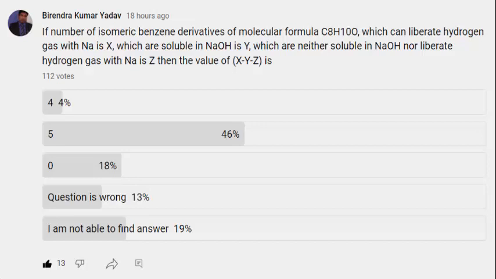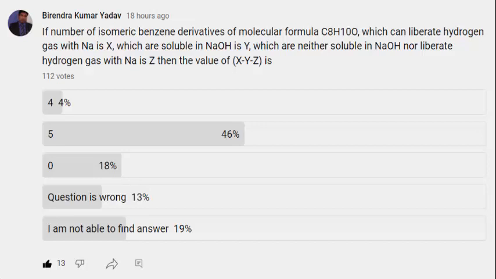The question was: if the number of isomeric benzene derivatives of molecular formula C8H10O which can liberate hydrogen gas with sodium is X, which are soluble in NaOH is Y, which are neither soluble in NaOH nor liberate H2 gas with sodium is Z, then the value of X minus Y minus Z is.